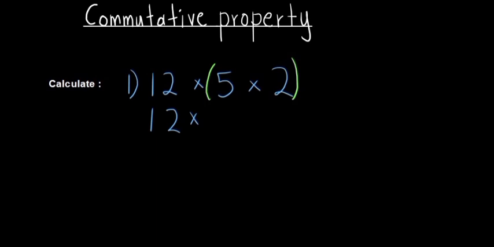So that means we're going to multiply a 5 and a 2 to get a 10. And now our multiplication is easy to complete. So all we have to do is to multiply a 12 with a 10 to get 120. And that's the final answer.